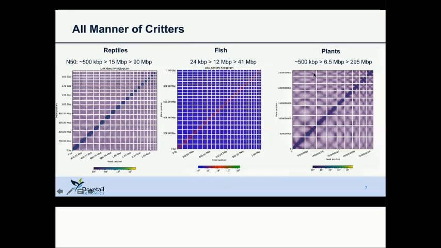And the final example here is a plant, it's a lettuce. Again, similar story, 500 kilobases, lots of blood, sweat, and tears just to get to this point and many years. We add to that the Chicago library, which gets us to 6.5 megabases. And then with the high C, we're at 295 megabases. Again, full chromosomes, 9 scaffolds for 9 chromosomes here with the lettuce.